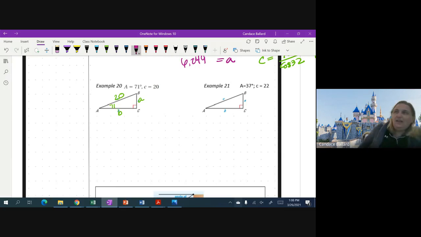Is side A the opposite, the adjacent, or the hypotenuse? Can you guys tell me that in the chat? Remember, I am counting the chat for participation, so you guys need to help me out there. So is A opposite, adjacent, or hypotenuse in this picture?